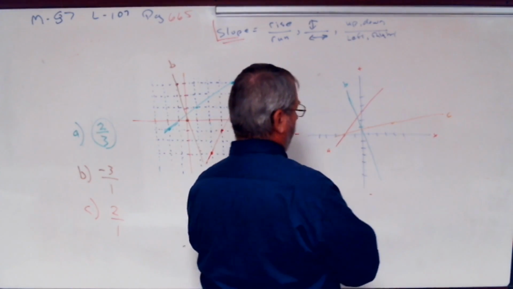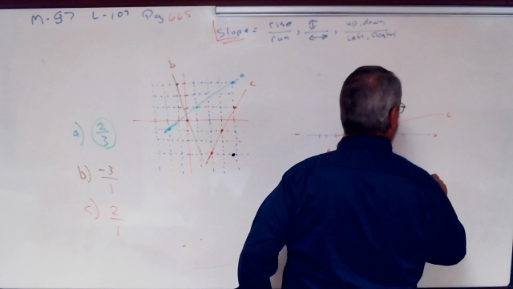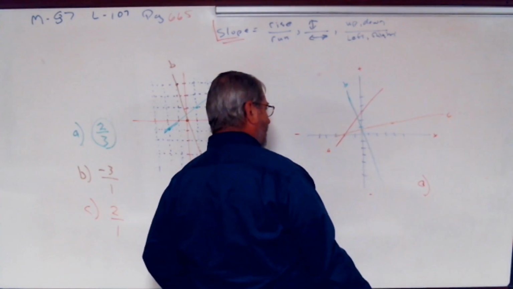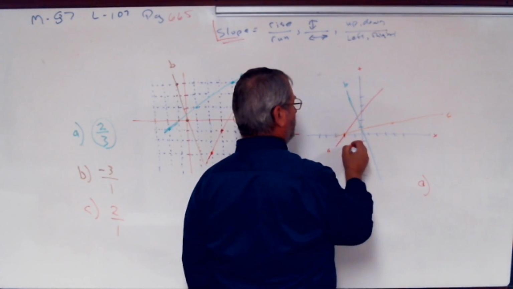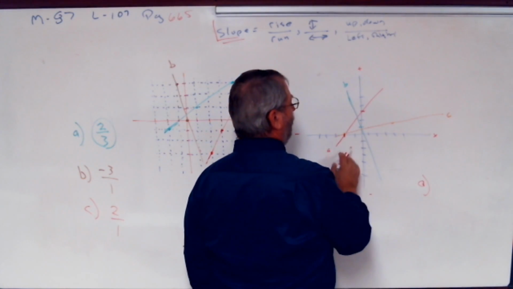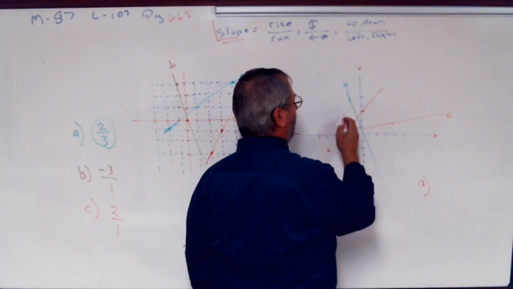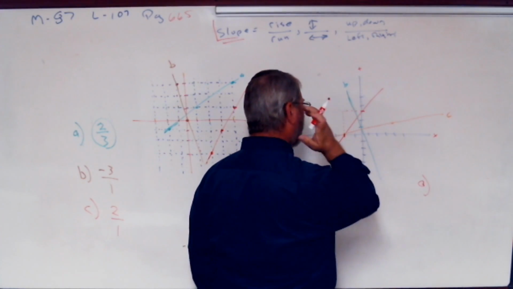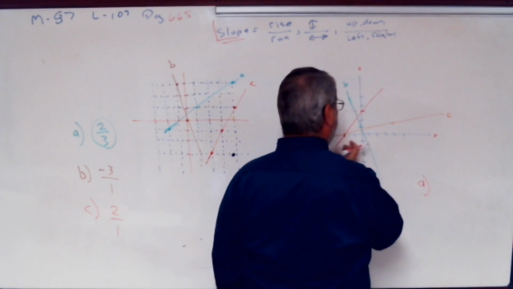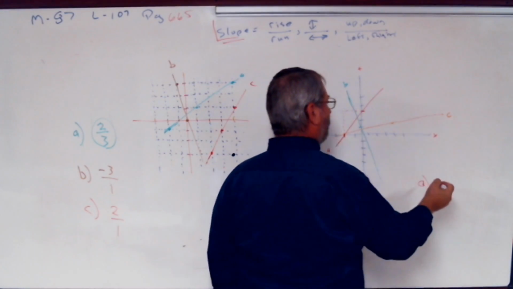All right, line A. Now, I don't have all the little fancy stuff here, but it crosses right here. Do you see that? And right here. So from here, we're going to come up and over. You with me? Now, from left to right, it's going uphill. That's a positive slope.